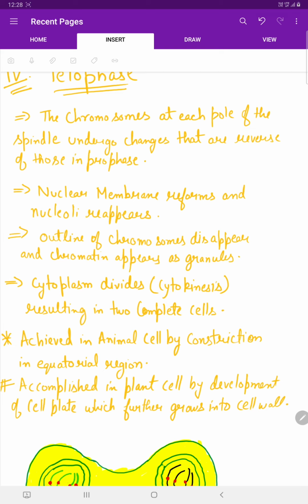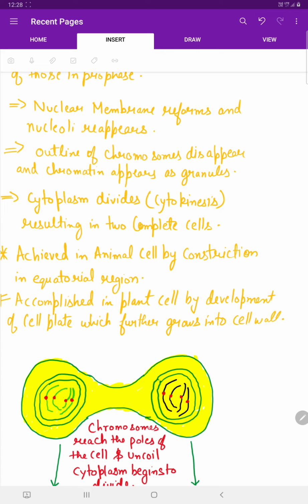The chromosomes at each pole of the spindle undergo changes that are the reverse of those in the prophase, each becoming a long, loosely spiraled thread. The nuclear membrane reforms and the nucleoli reappear. Outlines of chromosomes disappear and chromatin appears as granules scattered throughout the nucleus and connected by a lightly staining net.